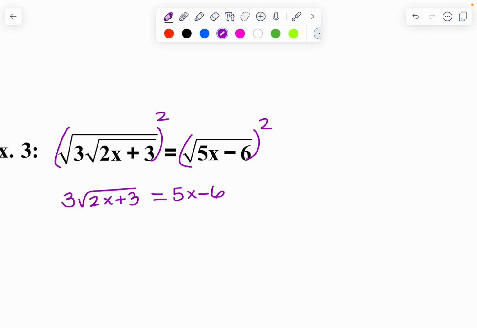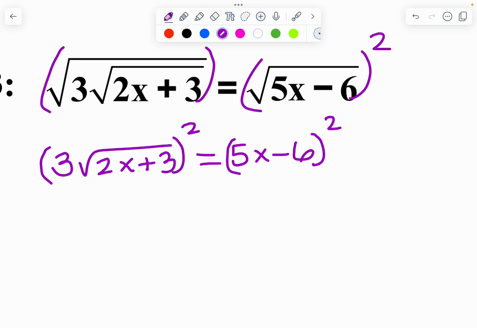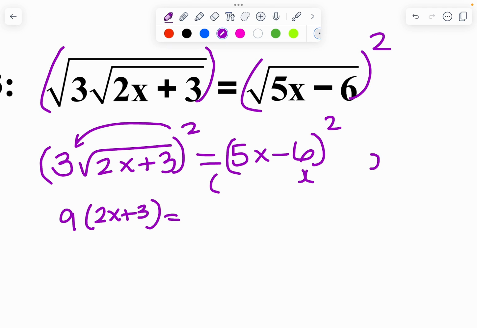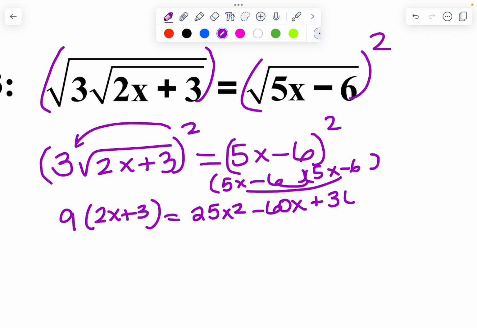Now I have to repeat the process. Since I have the square root again, I have to repeat the process. When I square this, I have to remember I also square the 3. So this is 9 times 2x plus 3. Now this, I would go ahead and use FOIL. So it's 5x minus 6 times 5x minus 6. So I get 25x squared, minus 30x, which is minus 60x, plus 36.